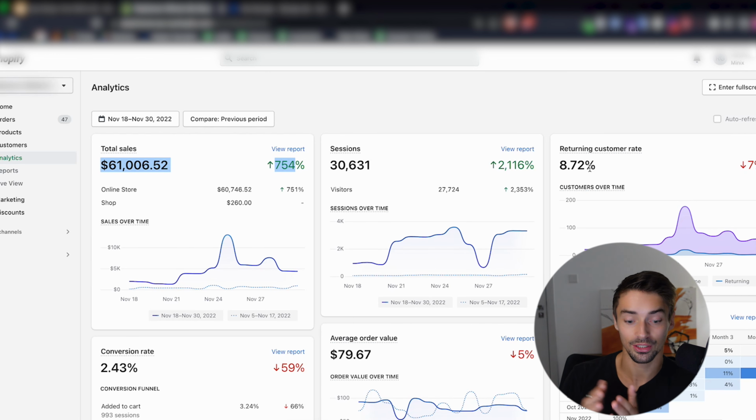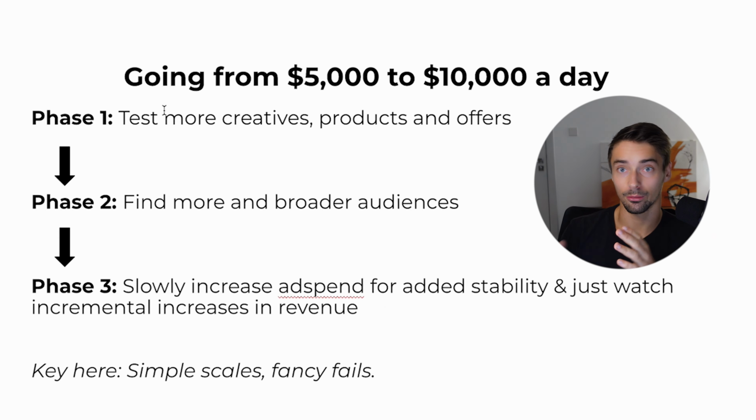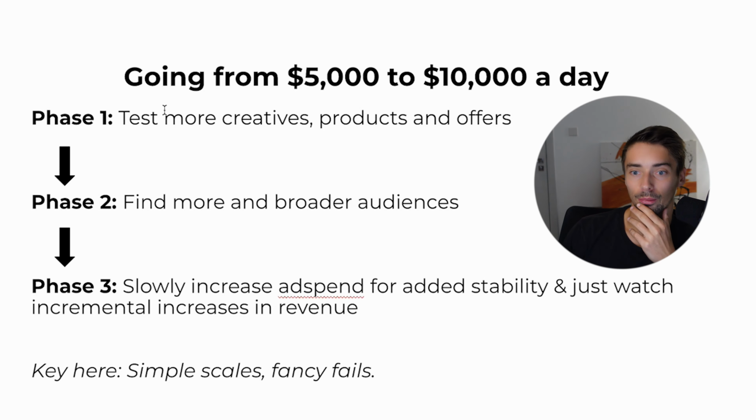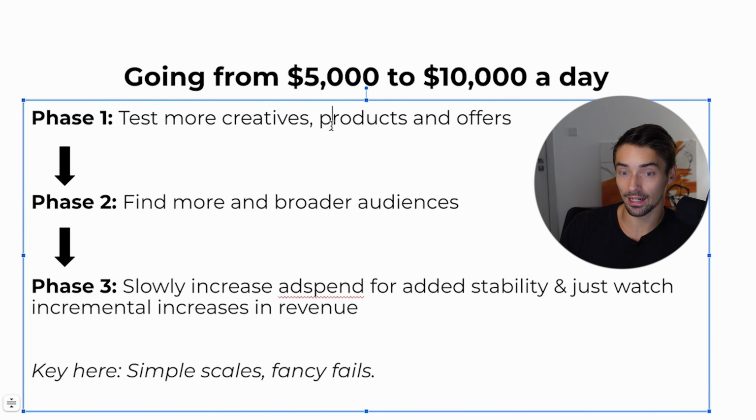So basically the question becomes now, how do we take these guys from 5K a day to 10K a day, right? This is sort of the next step for them. So basically we're gonna do the exact same thing as we did from taking them from 500 to 5K. That's the same thing that's gonna take them to 10K a day. So basically we're just gonna keep the phase system, which is in phase 1, we test more creatives, products, and offers. So they have a bunch of new car models coming out here in Q1 2023.